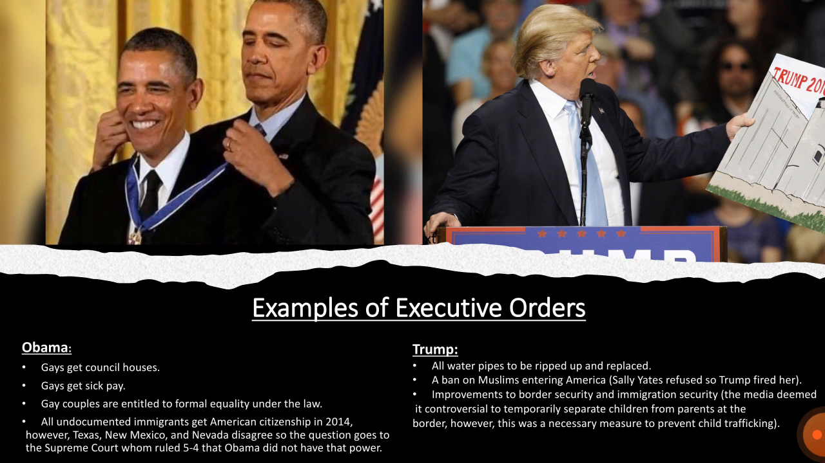And under Trump, his executive order stipulated that all water pipes were to be ripped up and replaced. He put a ban on Muslims entering America. In response to this, Sally Yates refused, so Trump fired her. And improvements to border security and immigration security. The media deemed it controversial to temporarily separate children from parents at the border. However, this was necessary to prevent child trafficking.